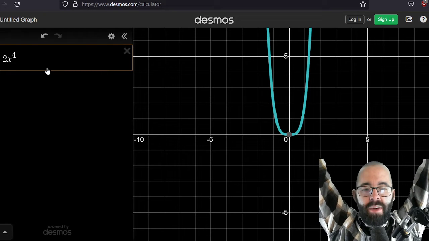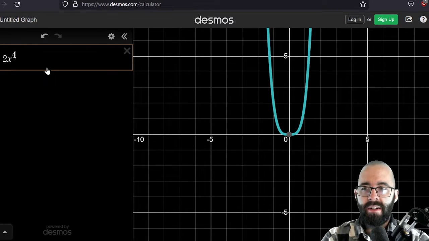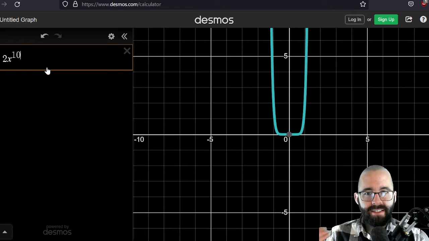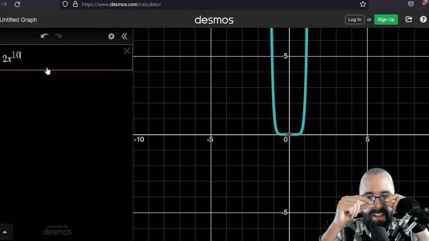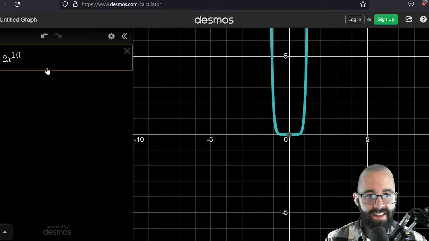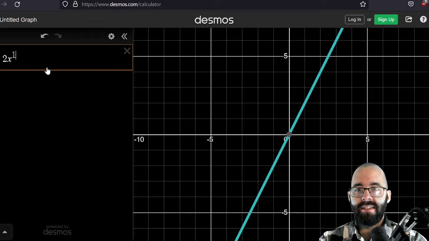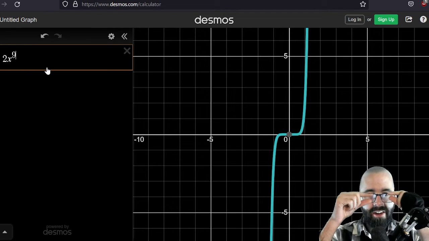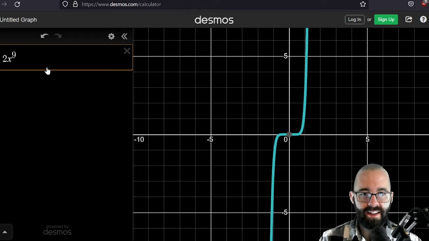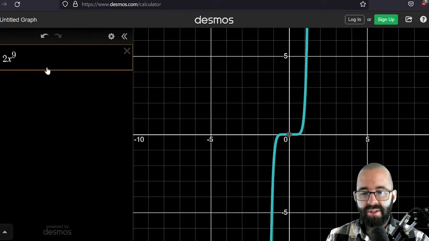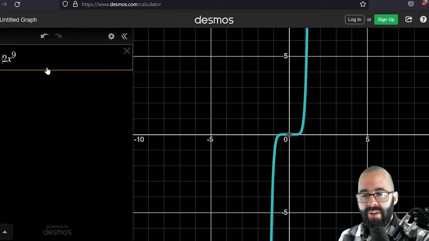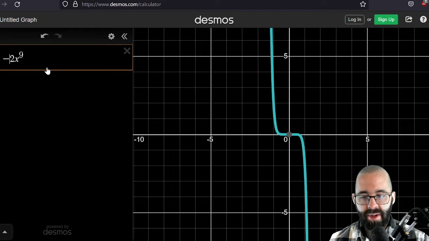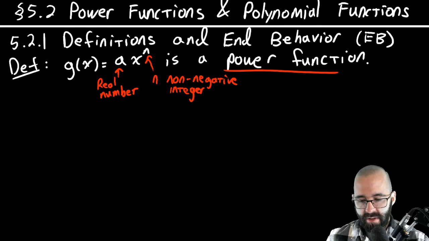Evens all kind of behave like parabolas. 4, 6, 8, 10, they all have that same shape. They're just getting flatter in the middle and steeper at the sides. And the odds all kind of behave like cubics, but again, getting flatter in the middle and steeper at the sides. We're going to use that later on in this chapter. So these are all examples of power functions, and we know with function transformations, if I added a negative here, it would just reflect it about the x-axis, flip it upside down. So those are power functions.